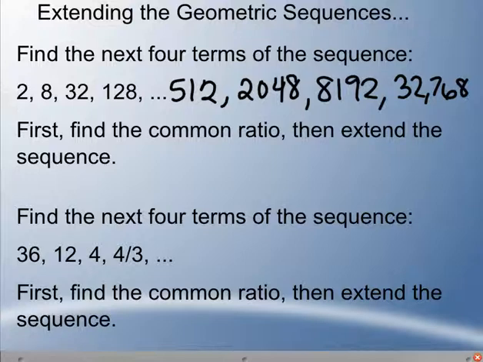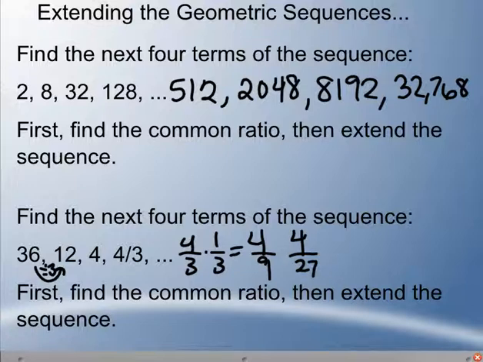Or maybe we're using something that's decaying, getting smaller. In this case, it looks like we're dividing by 3, or we could say multiplying by 1/3. So if I take this 4/3 and multiply by 1/3, I get 4/9. Multiply by 1/3 again, I'll get 4/27. Multiply again, we'll get 4/81, and 4/243. So we can use that ratio to find the next terms.